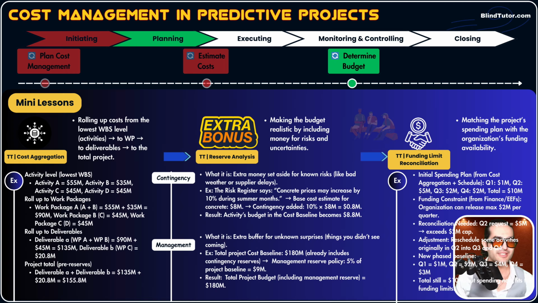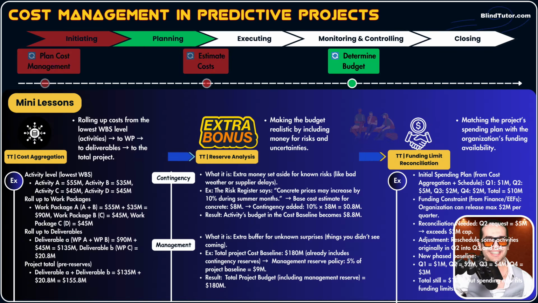Now, after adjusting the activities timing, quarter one will be 1 million, quarter two will be 2 million, quarter three will be 4 million, and quarter four will be 3 million. Okay? Now, quarter two is in our cap, in our limit. Once we get into quarter three, we need to apply reconciliation again. Why? Because quarter three's activities cost us 4 million. It exceeds our 2 million cap.